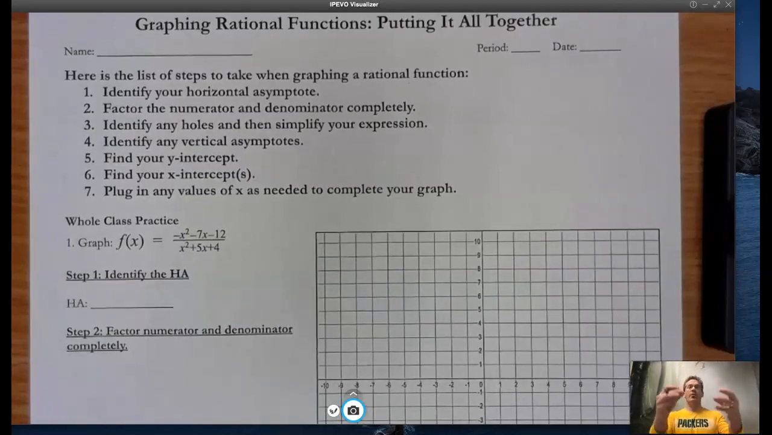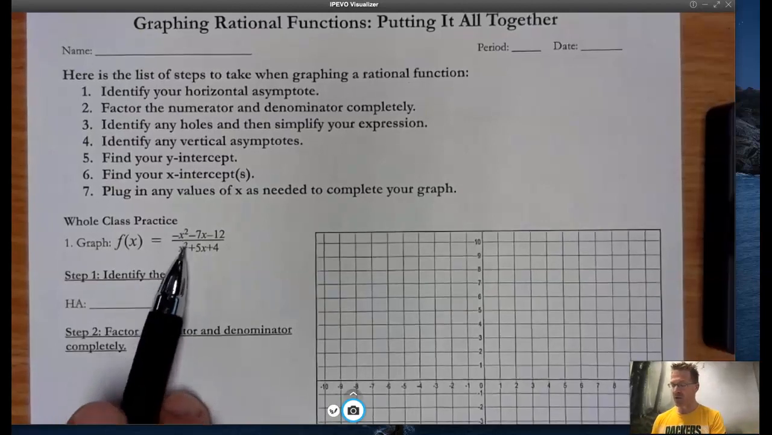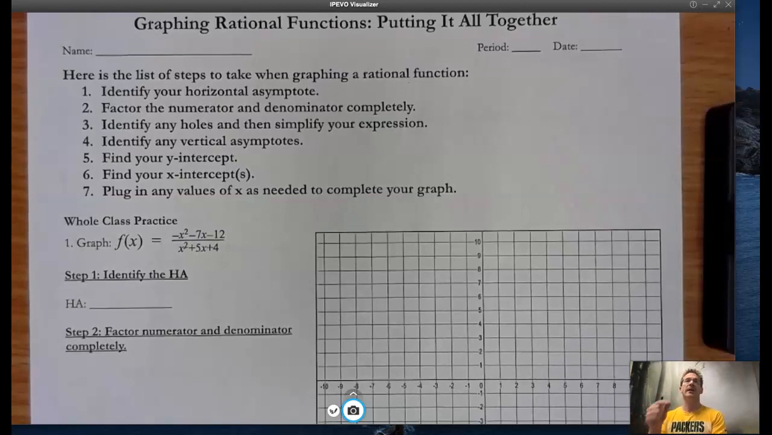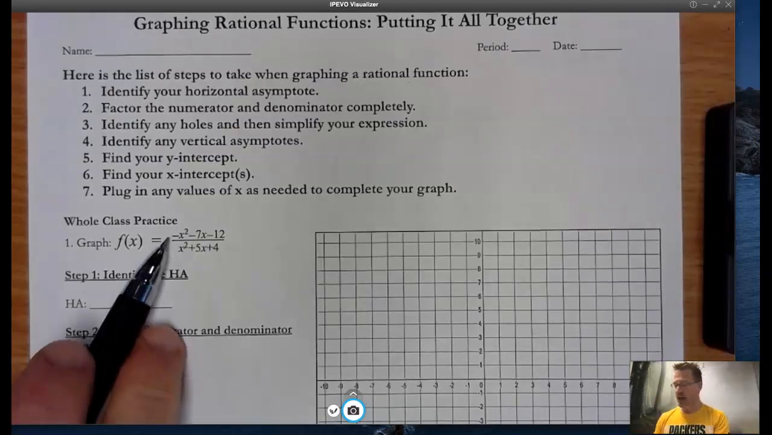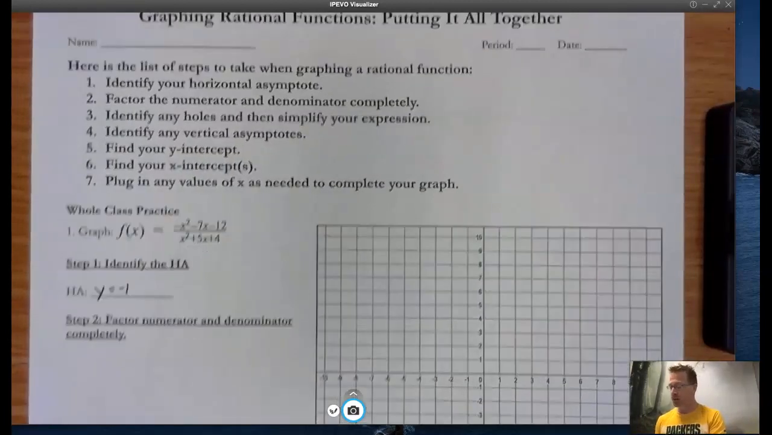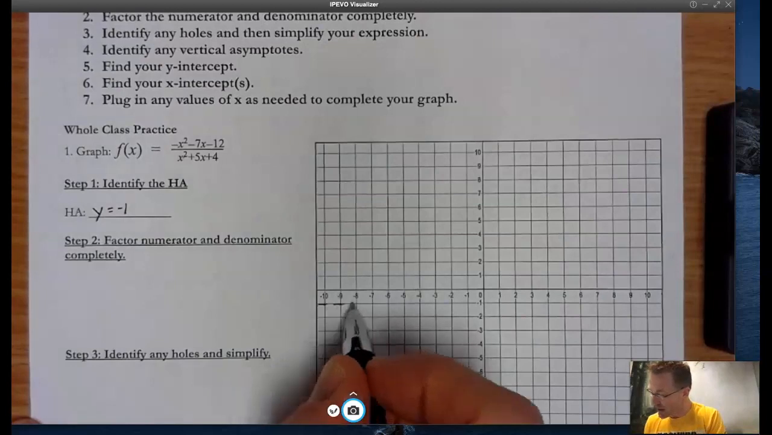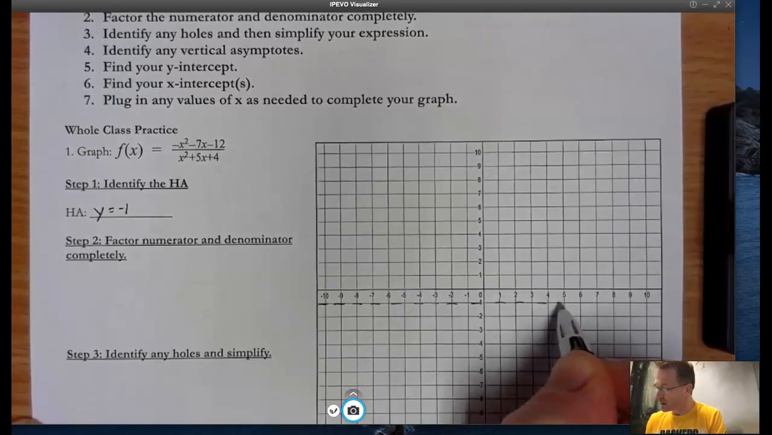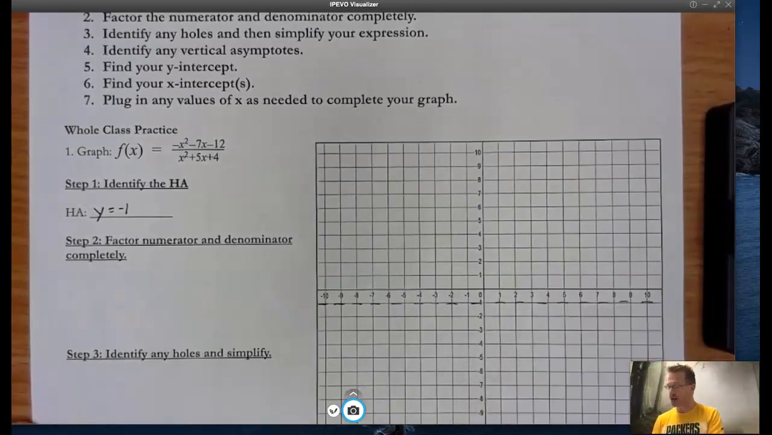Identify that horizontal asymptote. Remember, when we do this, we're going to compare the degree of the numerator to the degree of the denominator. In this case, we have a second degree over a second degree, so those are the same. And when the degrees of the numerator and the denominator are the same, we will have a horizontal asymptote, and it will be equal to the ratio of those leading coefficients. So in this case, we have negative 1 to 1, so our horizontal asymptote is going to be y equals negative 1. What I'm going to do right now is go ahead and sketch that on our graph here. So y equals negative 1. There's the first step in our process.